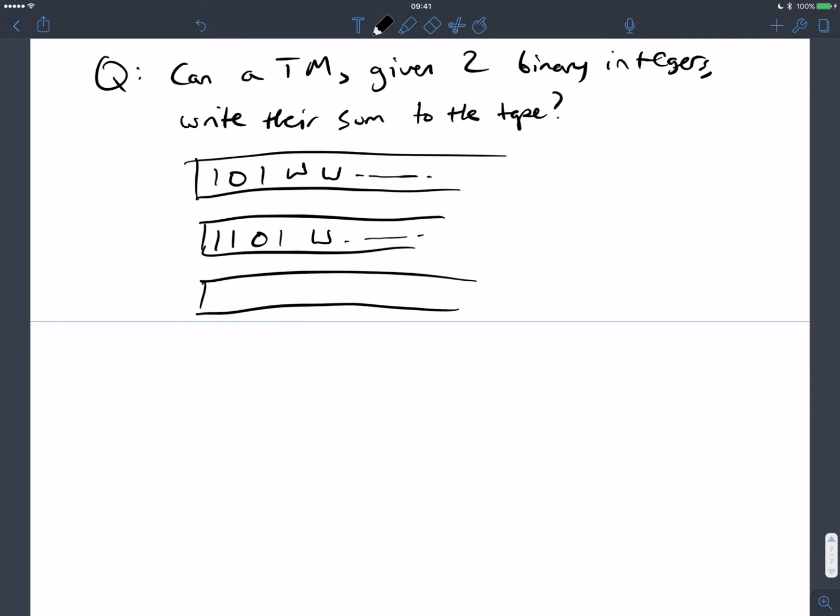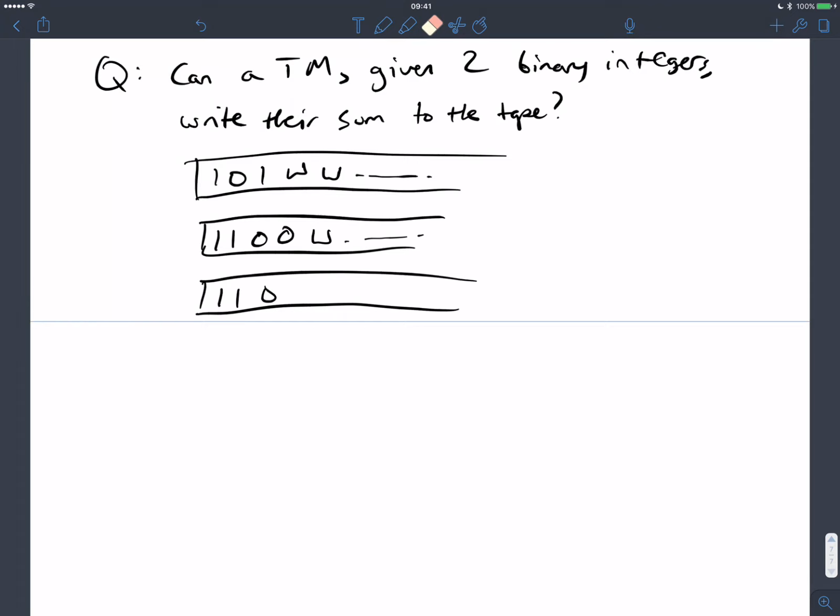Here's an idea. Initialize the third tape to the first tape's value. Then, while the second tape is not 0, subtract 1 from the second tape, add it to the third tape. So here, an idea is make this guy 0. Then I'm going to add 1 to the third tape, so I'm going to change this to a 0 and then add a 1. And then I'll just check: is the second tape 0? It's not here.